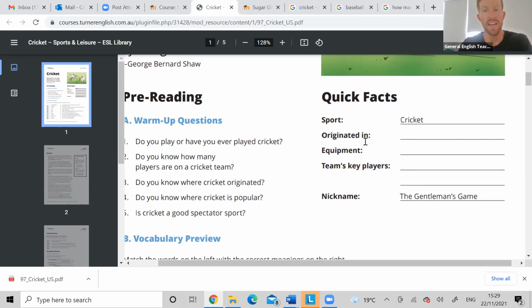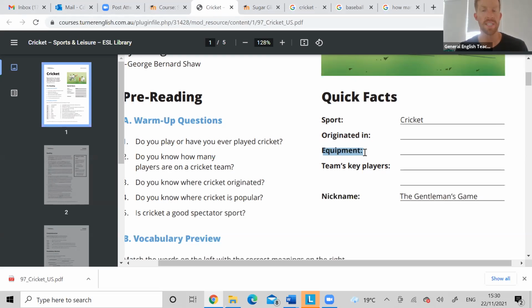Okay, and which country did we say? Britain. Yeah, Britain, or there's a couple of names that we refer to the same country, so you could say Britain or UK or England as well. Okay, cool. Any of them are okay for this answer. All right, equipment. Bat and ball. Yes, you need a bat, you need a ball, a special ball.